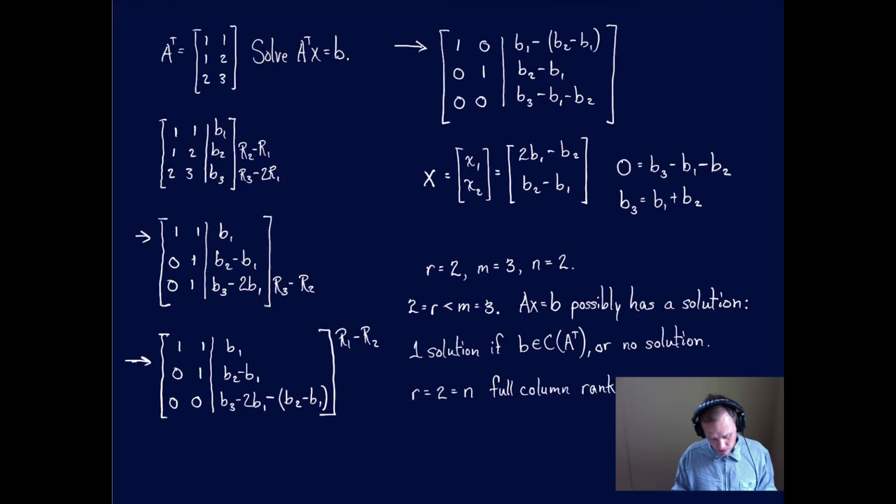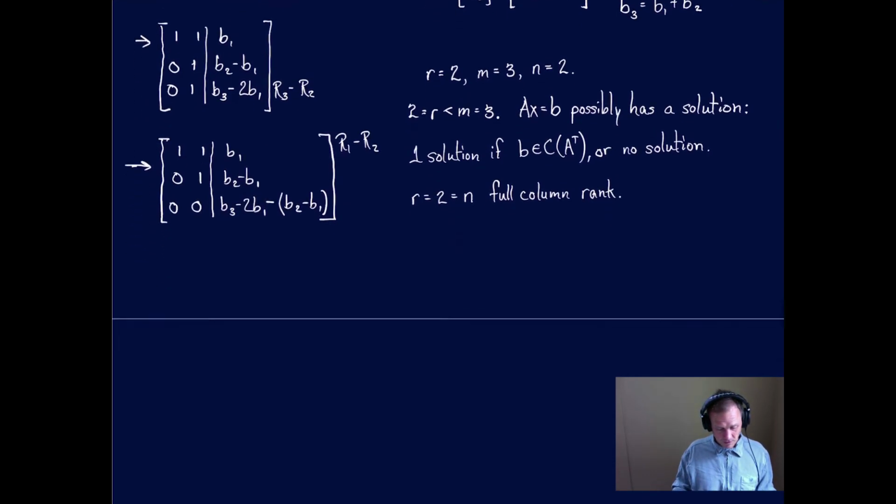Full column rank. Okay. Well, there's two more cases here. The third case is, let's just change A. I'm going to call it A prime. Say A prime, we get rid of that third column. So now I have 1, 1, 1, 2.